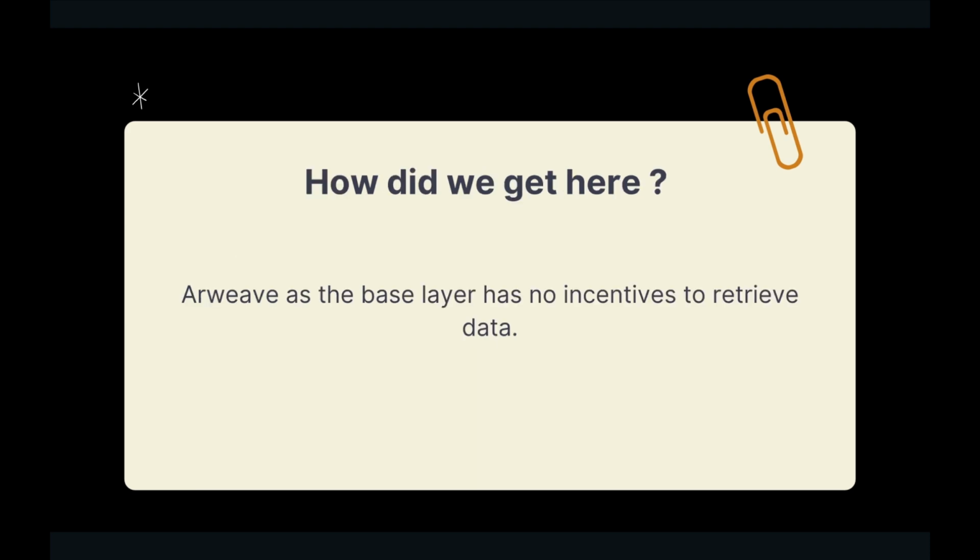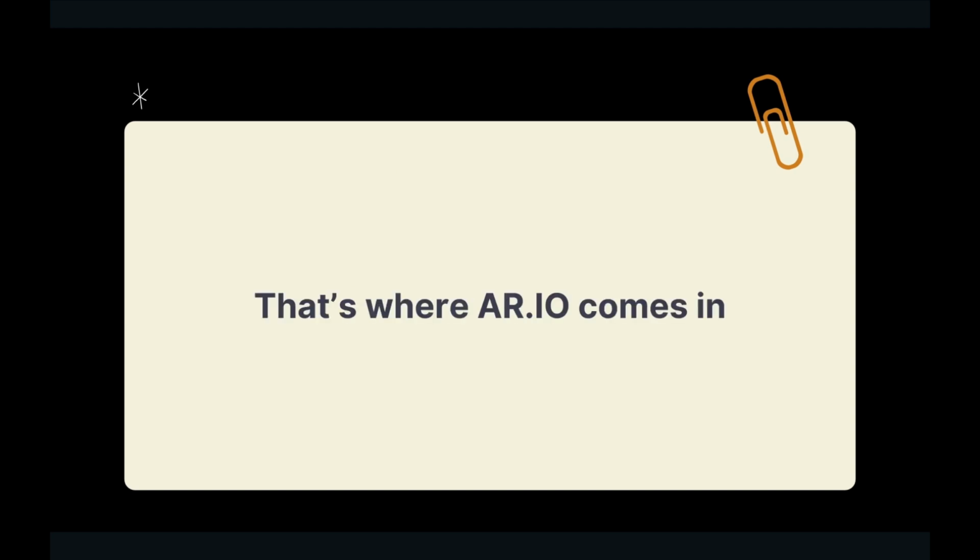But one question is, how did we get here in the first place? What is the motive to have the RIO network? That's because the Archive base layer has no incentives to retrieve data. So the only incentive of the base layer is to store data permanently and have that data replicated. But serving that data has no incentives on the base layer. That's why we have a protocol on top of Archive that is called the RIO network.